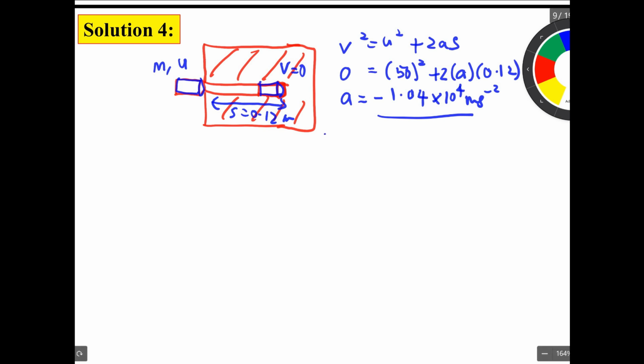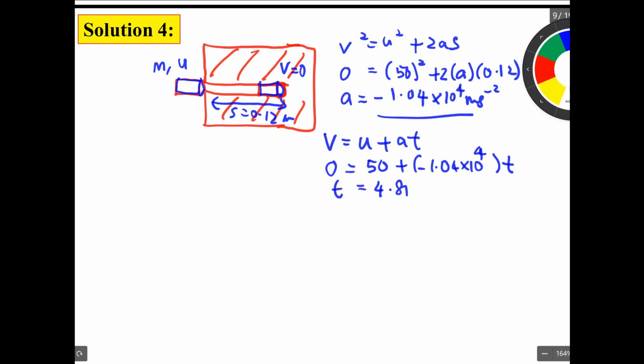So for time, we will use a formula that has time. The easiest, V is equal to U plus AT. Okay, V we have is 0. U we have is 50 meter per second. Plus A we have negative 1.04 power of 4 and then T. So you get the answer T is equal to 4.81 power of negative 3 second. Time must be positive. Okay, value. If you get negative, it is wrong. You must have substituted a wrong value. Okay, the value of time must be positive.